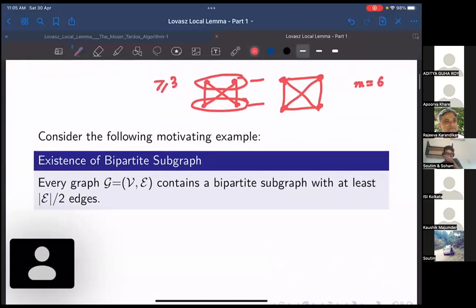Essentially, in this problem, how do we use this idea? The key idea is to introduce randomness. Is there any question, sir? I guess not. So let us proceed.